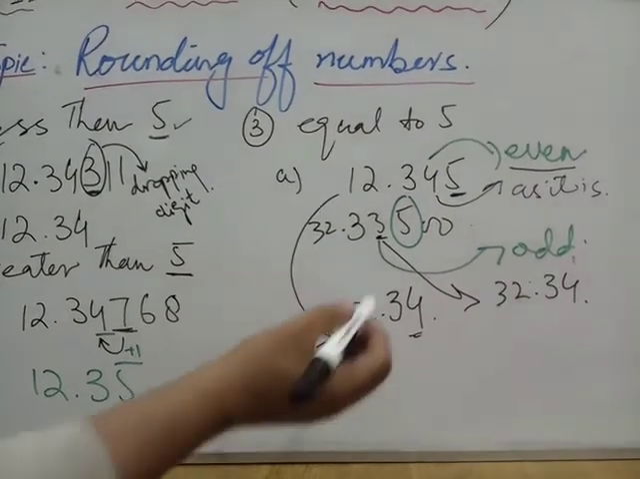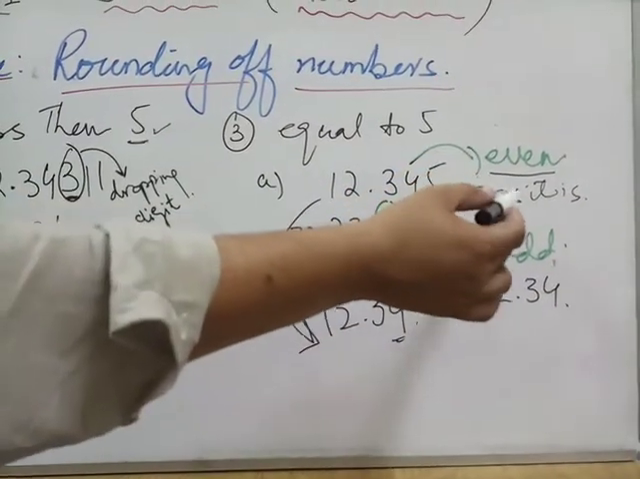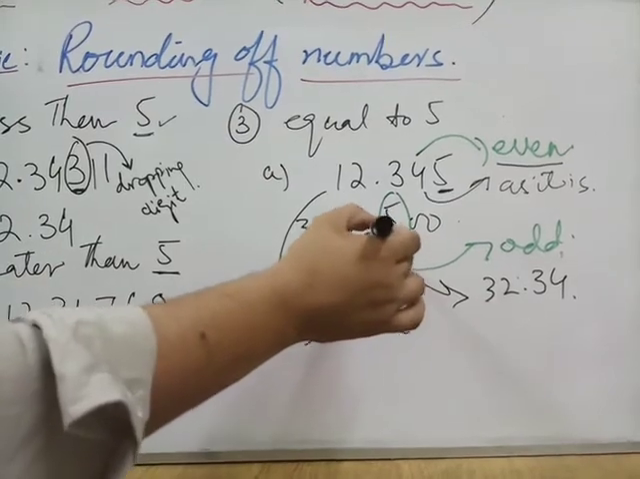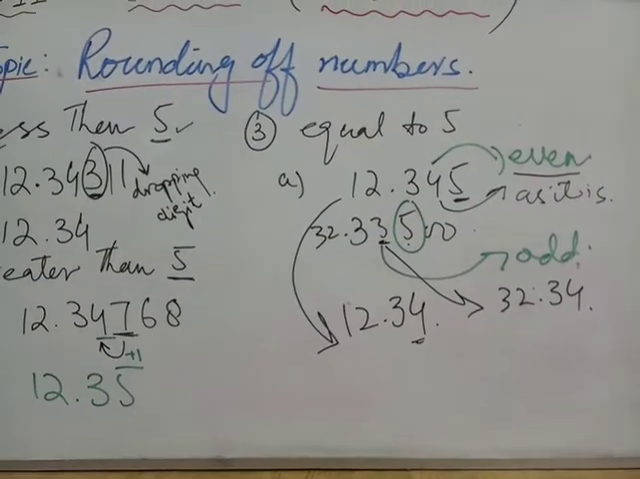So these are the rules when the dropping digit is equal to 5. If the last retained number is even, it can be written as it is, and if the number before the dropping digit is odd, then 1 will be added.